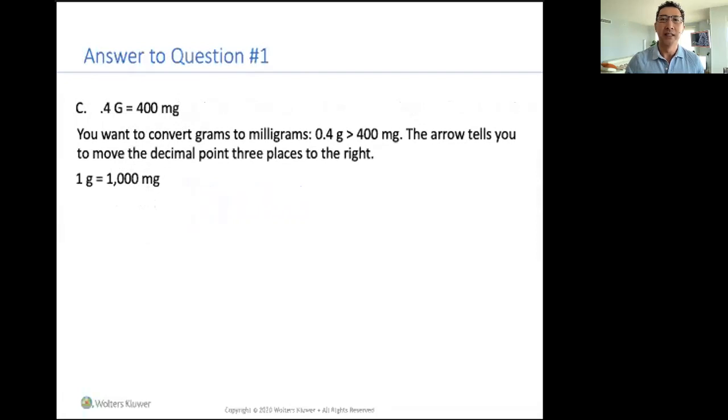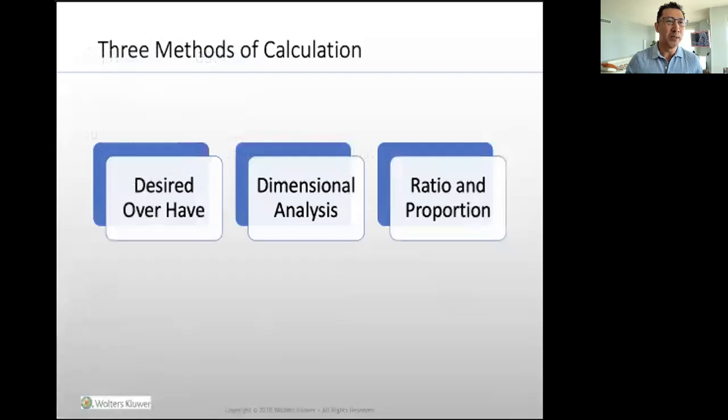Next, let's do some calculations. We're going to start calculating some drug dosages. There's 3 ways of doing this. One is desired over have. I want this dosage, I'm going to say 250 milligrams of something, but I have 10 milligrams of something. And dimensional analysis, we'll get to that. And ratio and proportion, we'll get to that also.